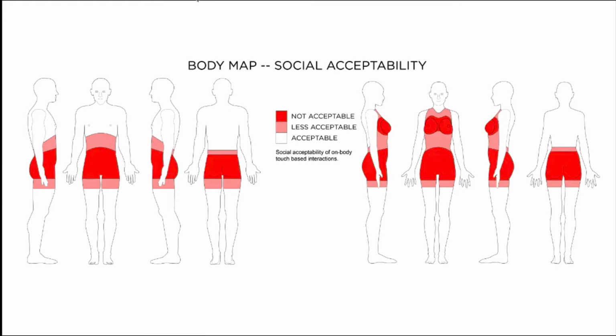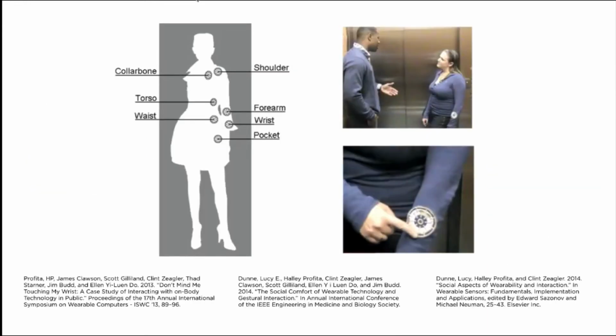Social acceptability is also important, especially if you're interacting with things on the body. We've done a number of studies, one in particular where we looked at the social acceptability of interacting with textiles specifically at certain points on the body. If I'm interacting with a piece of fabric on my wrist, that's a lot more acceptable than if I'm interacting with a piece of fabric on my waist, right?